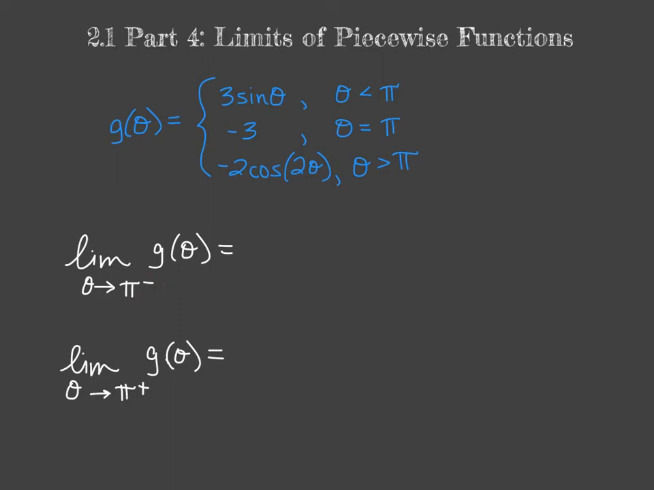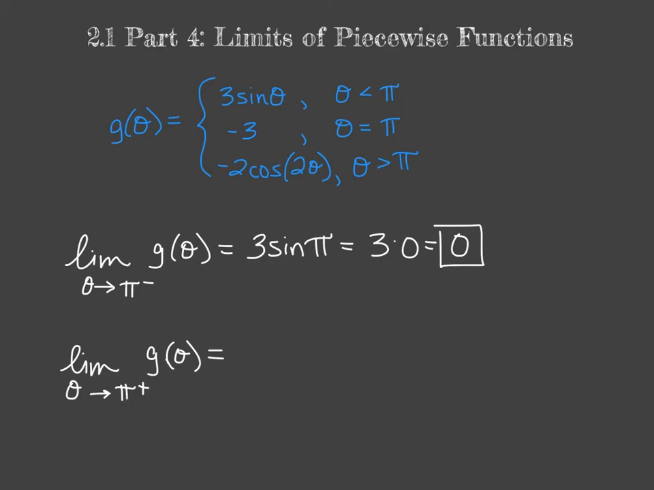All right, let's think about where we're approaching pi from the left. That would mean theta values less than pi, which is here. So approaching pi from the left, to find that limit, we would have to use this piece of the piecewise function and use direct substitution for theta. So we will plug in and we'll do 3 sine of pi. All right, the sine of pi is, drum roll, 0. So we'll have 3 times 0, which is 0.